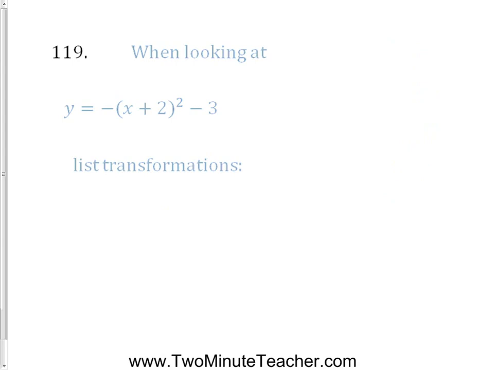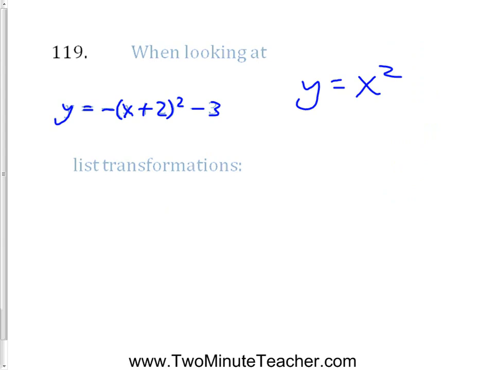Moving on. When looking at y equals negative (x plus 2) squared minus 3, what are the transformations from the parent? Well, if you strip away all the fanciness, this boils down to y equals x squared. It is a parabola at heart. And you should be able to read these changes.